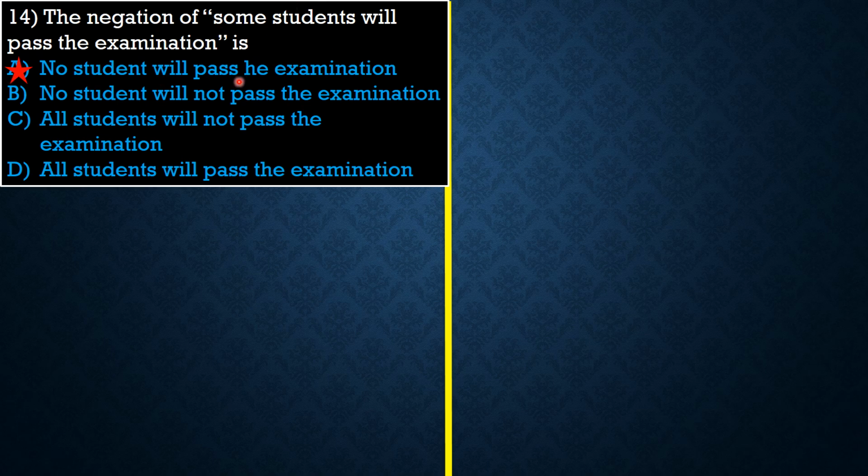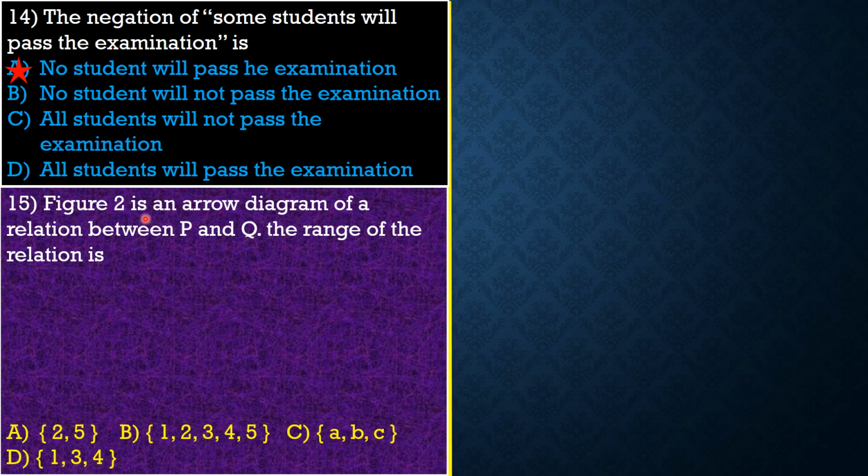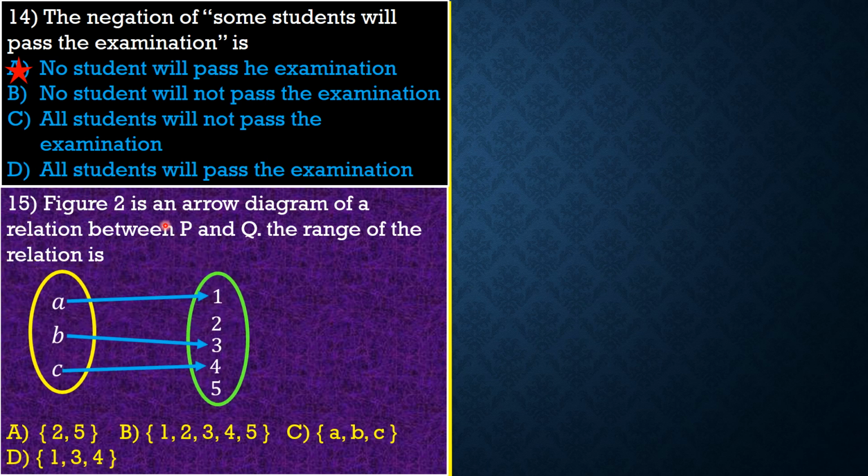Okay. So guys, question 15 is saying that figure 2 is an arrow diagram. Let's insert it. Figure 2 is an arrow diagram of a relation between P and Q. The range of the relation is what? So guys, keep in mind that the range of this relation is simply the set of all the values that are being mapped from the domain onto the codomain. This is the domain, this is the codomain.